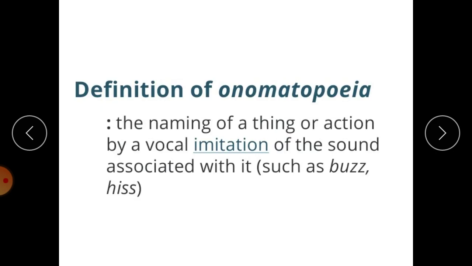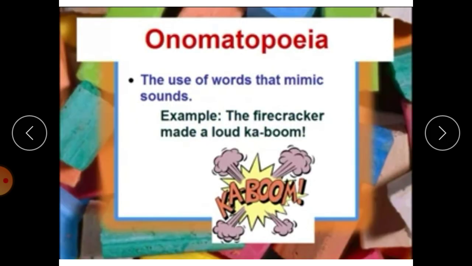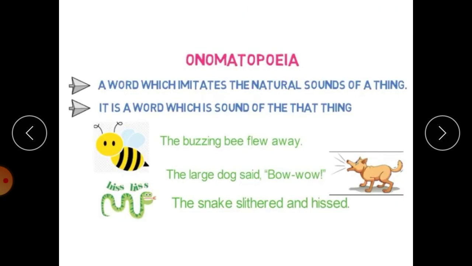Now the last type of figure of speech of today's discussion, that is onomatopoeia. An onomatopoeia is defined as the word which imitates the natural sound of a thing. That is, it is a word which is the sound of that thing. Let's understand it with some example. "The buzzing bee flew away." What is the sound of a bee? It is buzz. As in this sentence we are using the sound of buzzing, it is onomatopoeia.